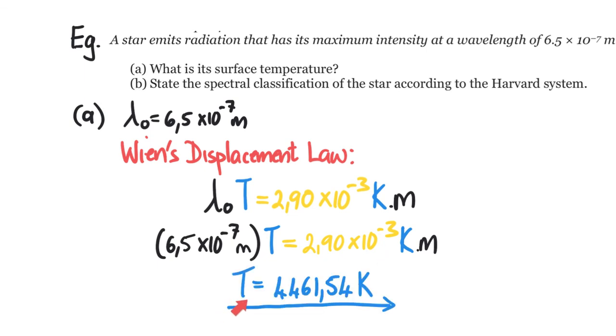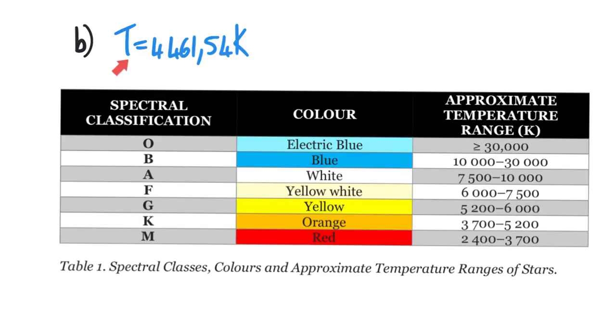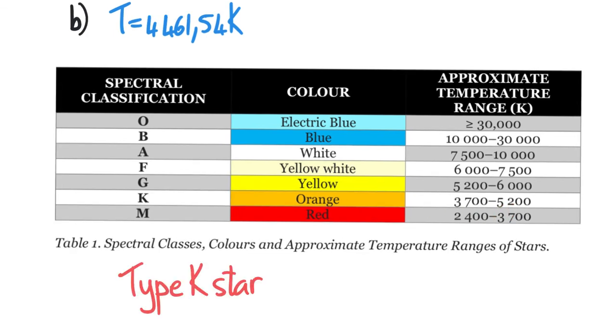We get that the absolute temperature of the star is 4,461,54 Kelvin. So now that we know that the surface temperature of the star is 4,461,54 Kelvin, we go now and search for where this temperature would be found on this table. So looking here, we see that we are looking in this range, because 4,461,54 Kelvin is greater than 3,700 Kelvin, but less than 5,200 Kelvin. Therefore, this star is a type K star, which would be an orange color.